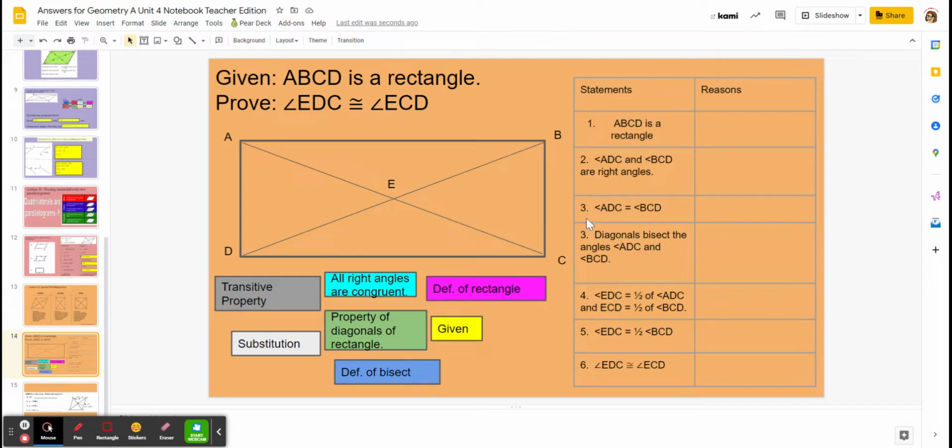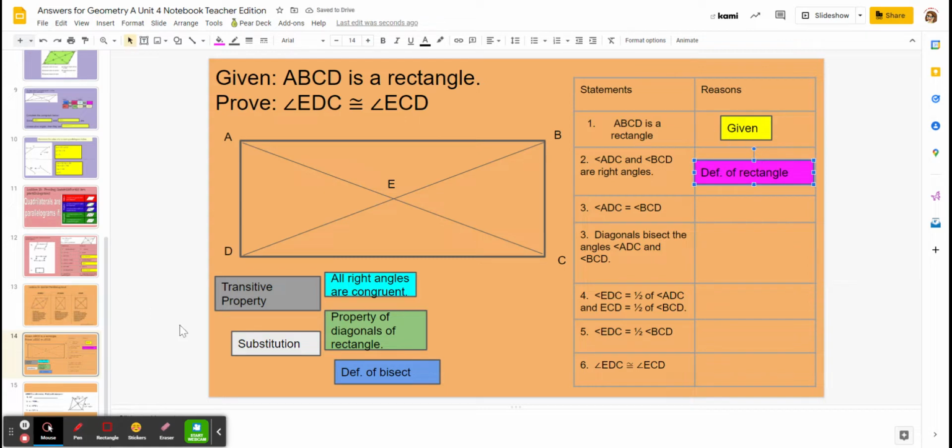All right, well, let's start. We say ABCD is a rectangle. Remember, we always start off with our given information. So our reason for saying it's a rectangle is that it is given. All right, so we know it's a rectangle. Why can we take that step to number 2 to say that it has two right angles? We can do that because that is the definition of a rectangle.